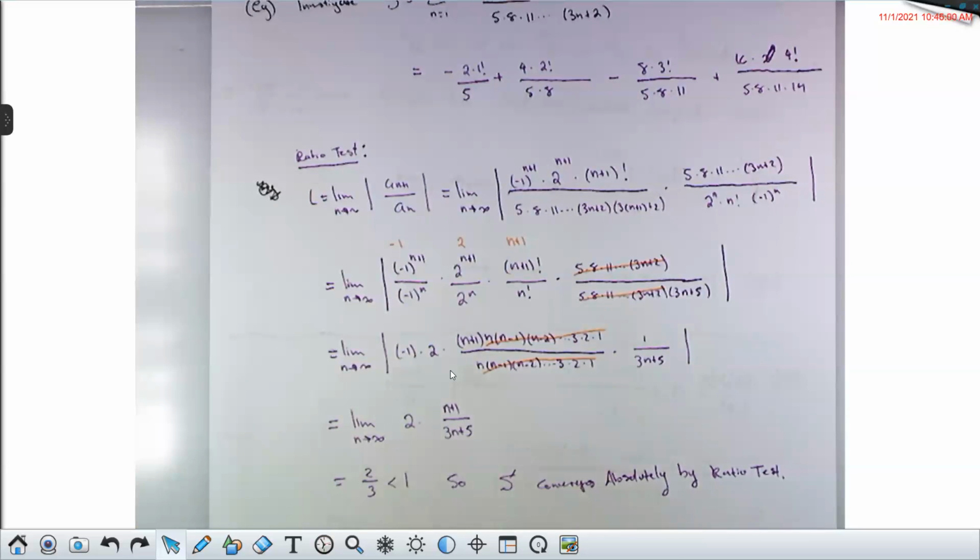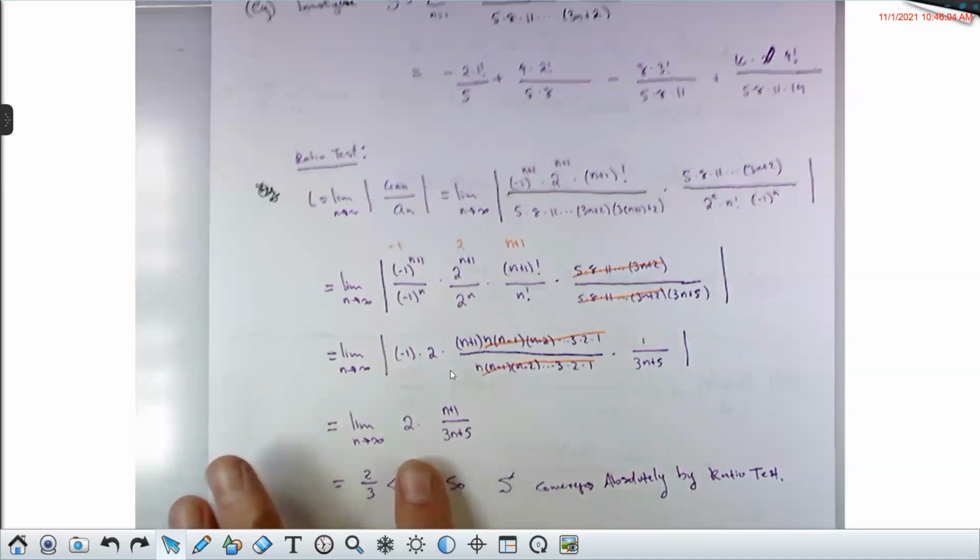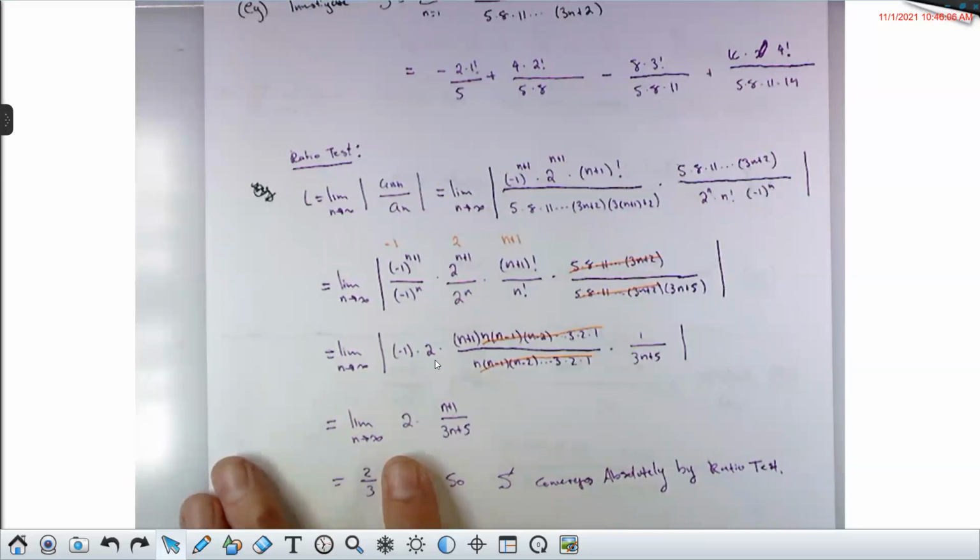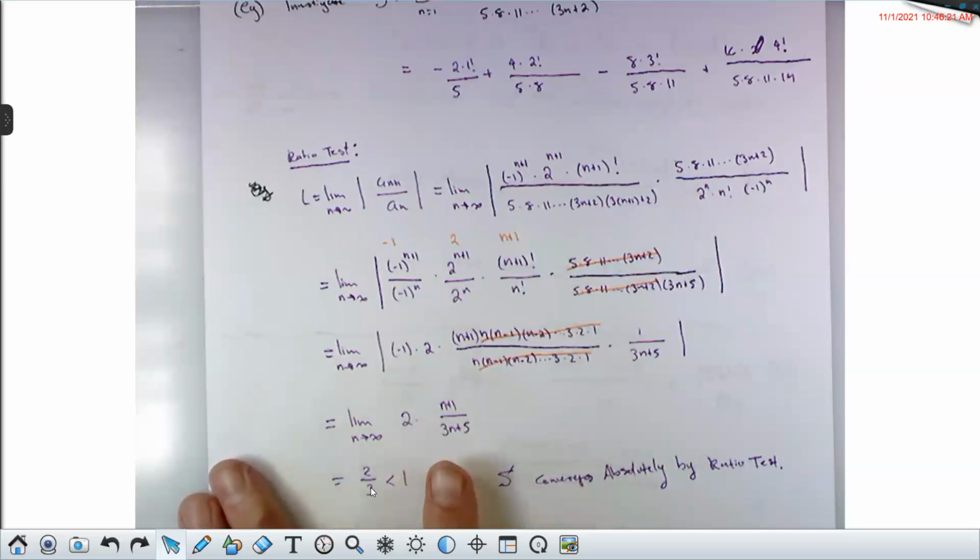Wait, could you explain that 2/3 less than 1 again, please? Well, I'm just saying, so L is equal to 2/3, my limit, which came out to this thing. The 2 comes along for the ride, and (n plus 1)/(3n plus 5) goes to 1/3. So that's 2/3 for the limit. And 2/3 is smaller than 1. So I'm just making a statement.